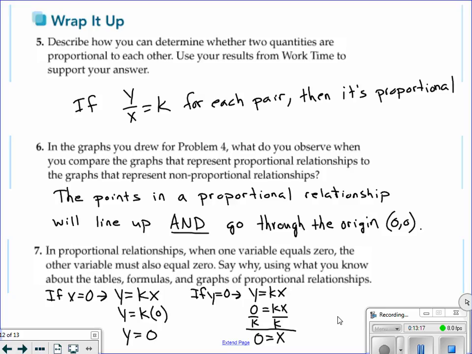Number 7, it's asking if y or x, if one of them equals 0, why does the other one have to equal 0? So why does it have to go through the origin 0, 0? Well, if x equals 0 here on the right, if I put 0 in there, k times 0, well, anything times 0 is going to be 0, so y will equal 0. If you look at the one on the right, if we put 0 in for y, 0 would equal k times x. To solve for x, I'd have to divide by k. Well, I'm doing 0 divided by some number, but 0 divided by anything is 0. So x would equal 0. So it works both ways. If x equals 0, y will equal 0. If y equals 0, x will equal 0.